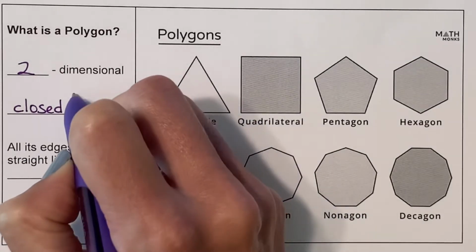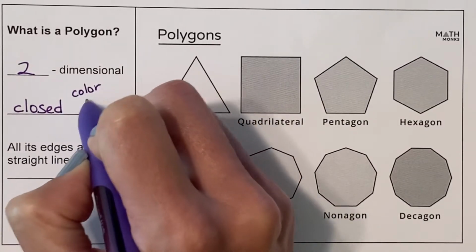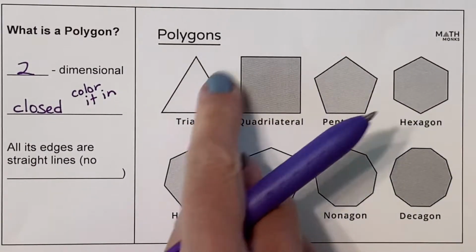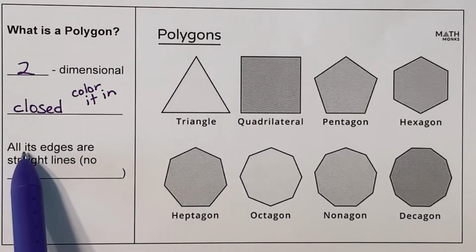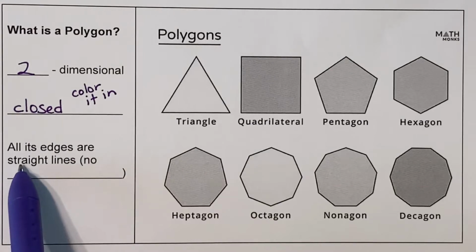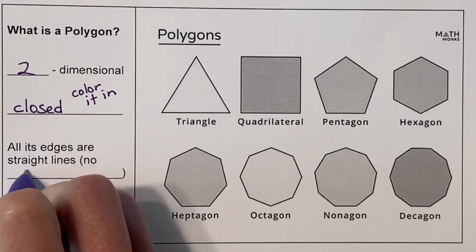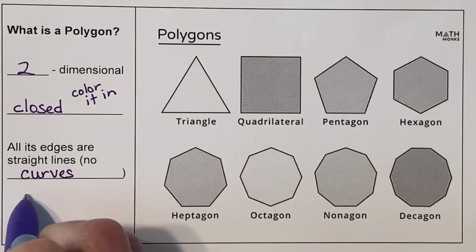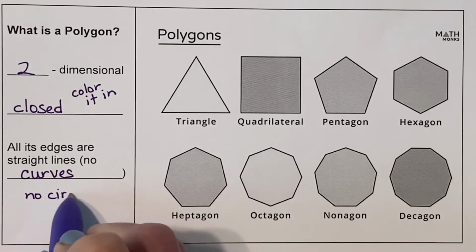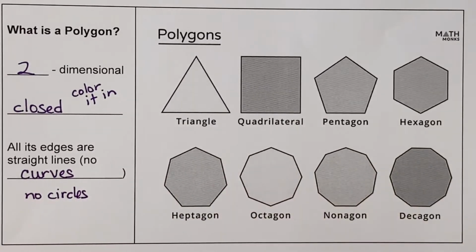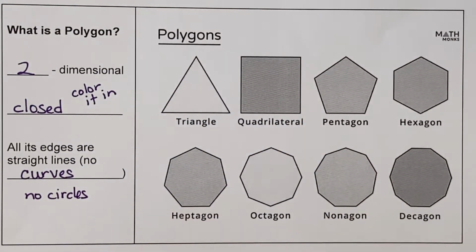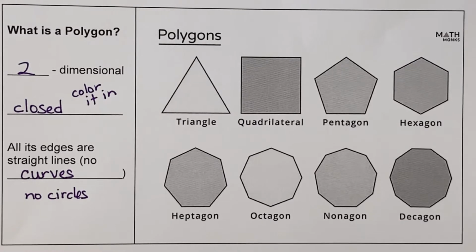That just means that you can color it in. There's not any open little gaps or anything. And the third thing is all of its edges are straight lines. There are no curves in a polygon. So a circle is not going to be a polygon. It's a shape. It's even a closed shape, and it's a two-dimensional shape, but it's not considered a polygon. It's its own little world.